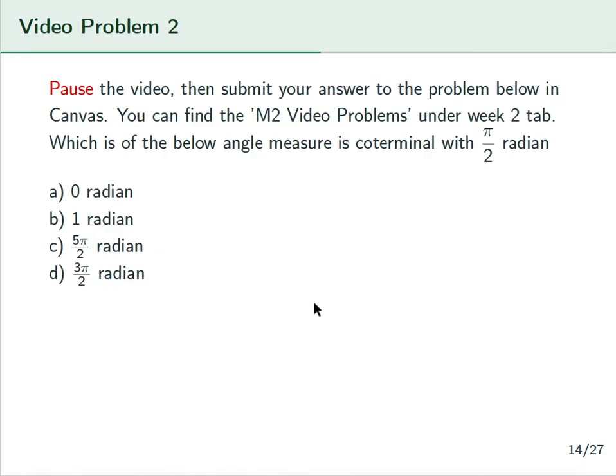So it's video problem 2. Pause the video, then submit your answer to the problem below in Canvas. You can find it in the same place as you did for video problem 1. The question is, which of the below angle measures is coterminal with pi over 2 radians? So pause the video, find the answer, and submit on Canvas. And once you submit it, come back and we'll look at trigonometric functions.